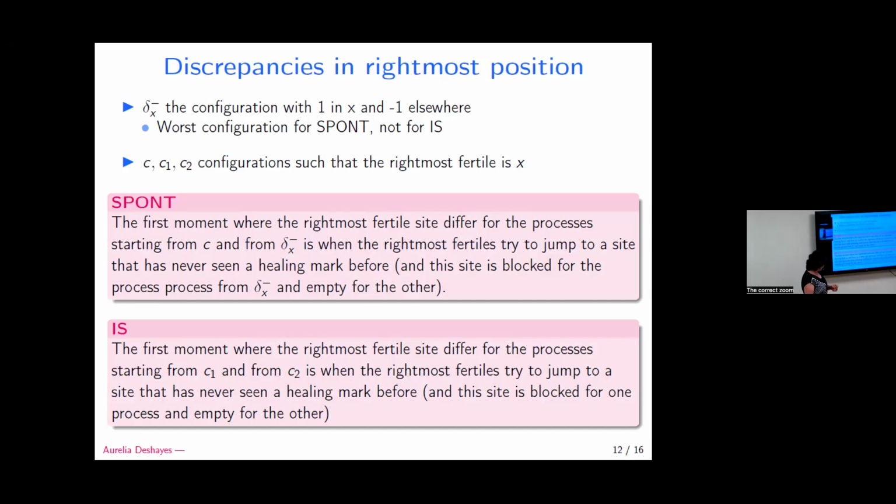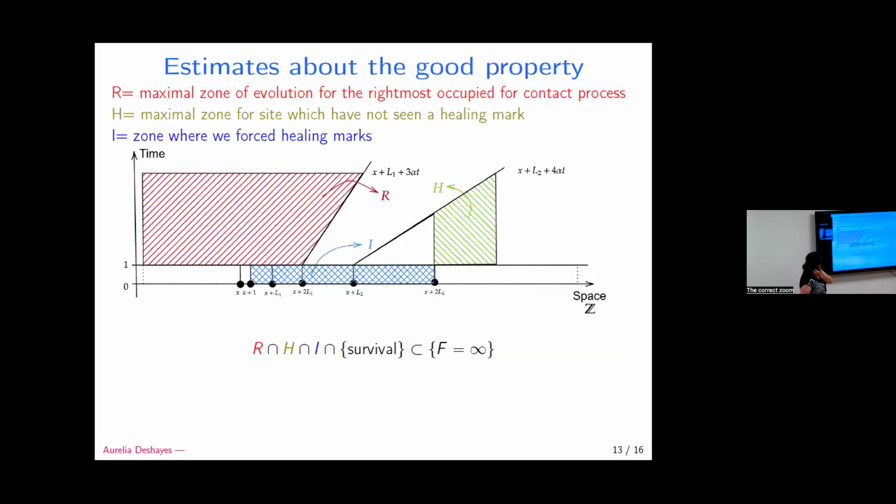Okay, so the idea is now I know that to split the rightmost, it's when I try to jump to a site that has never seen a healing mark. And when time goes up, the probability that the site has not seen a healing mark becomes really small, because the environment mixes over time. And this is the idea of this picture.